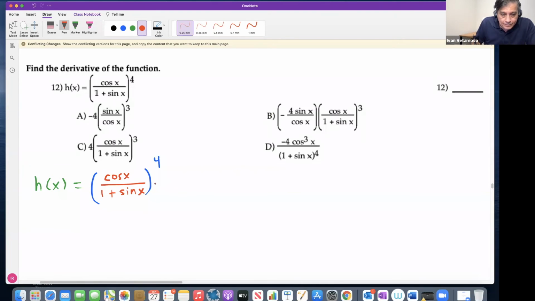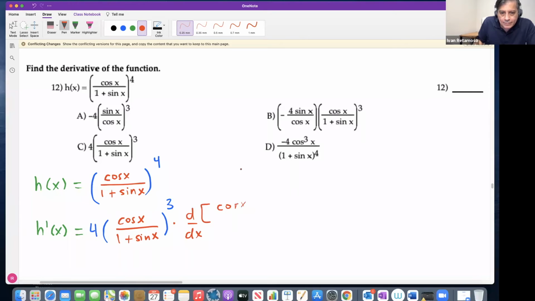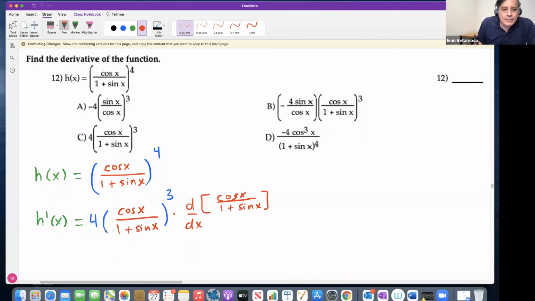So if you take the derivative of this function, h prime will be derivative of the outside function: 4 coming down here, this raised to the third power, 1 less, right? And the inside function stays inside here. You leave it alone, right? But then you have to multiply this by the derivative with respect to x of your inside function. And this is where we're going to have to apply the quotient rule, right? We're going to apply the quotient rule there. All right, this part is pretty much done, right?